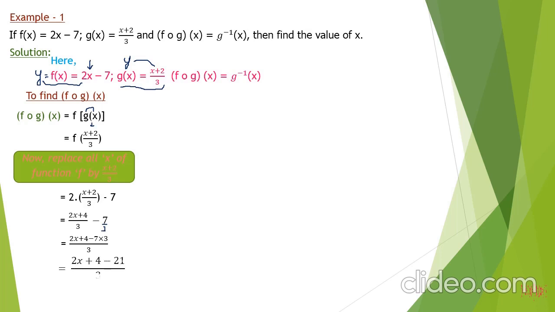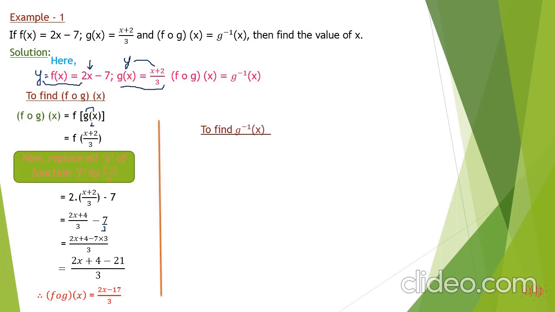That's what LCM is, 2x plus 4 minus 21. And on further calculation we found the composition of f and g to be 2x minus 17 by 3. Now we have done one part of our question. Another part is the inverse, and I think you know very well how to find the inverse.